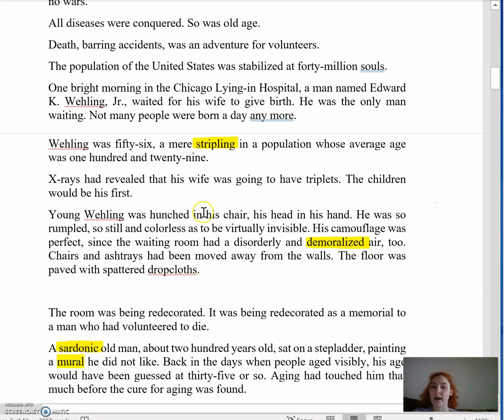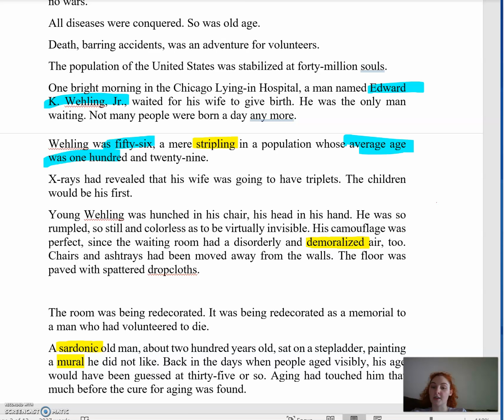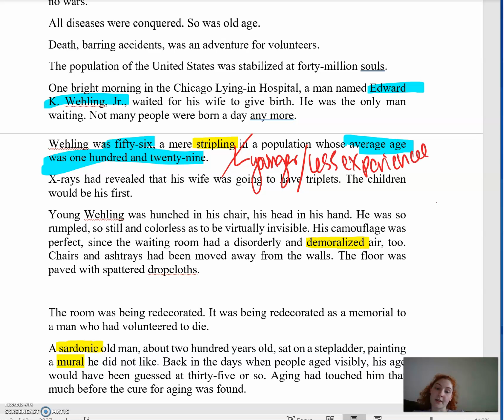The first 3 CFUs you have are about vocab, so I'm going to demonstrate for you what I'm expecting with these vocab words. The main character we have, Edward K. Wehling Jr., you could argue that he's the main character, is 56 years old, and he's about to become a father. And he is a stripling in this population. He is 56, and the population average age is 129. So if he is a stripling because he is much younger, then that must mean somebody who is younger or perhaps less experienced than others.